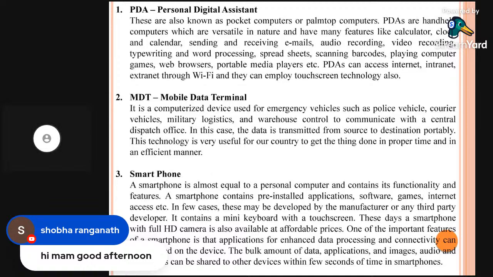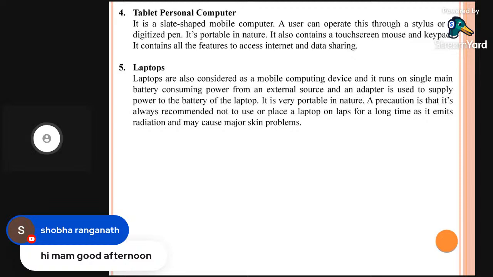You are familiar with smartphones, and the next one is tablet personal computers. A tablet personal computer is a slate shaped mobile computer. A user can operate this through a stylus or digitized pen. It is portable in nature, and contains a touchscreen, mouse, and keypad. So it contains all the features, with access to the internet and data sharing.